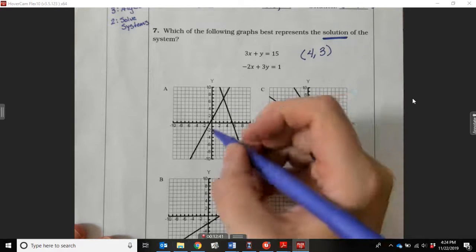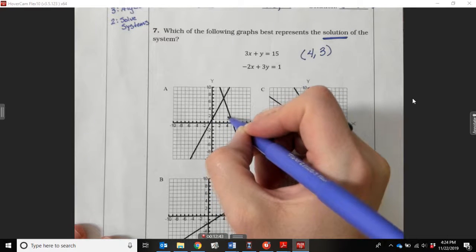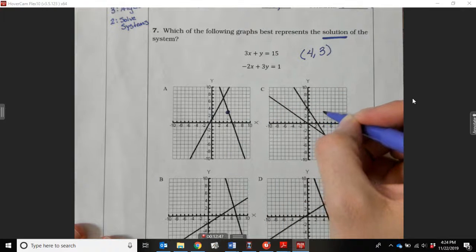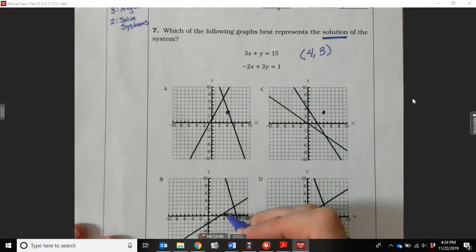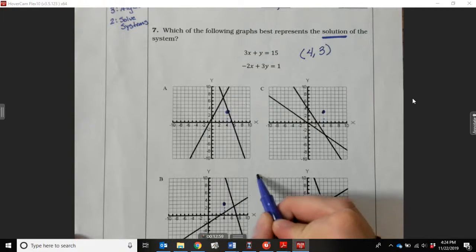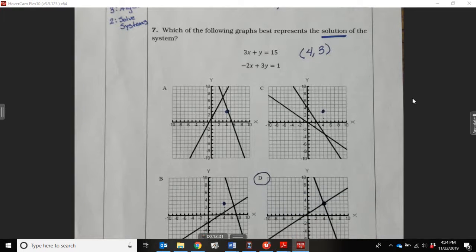So if I were to plot that point, 4, 1, 2, 3, which two lines crossed at 4, 3? Well, answer choice D. Again, your other option would have been to graph both equations to see which one matched.